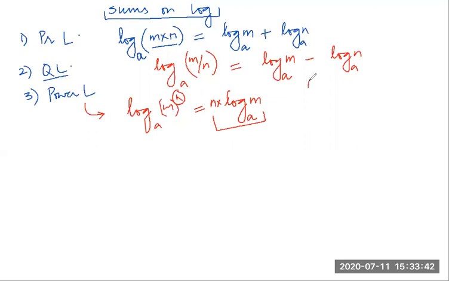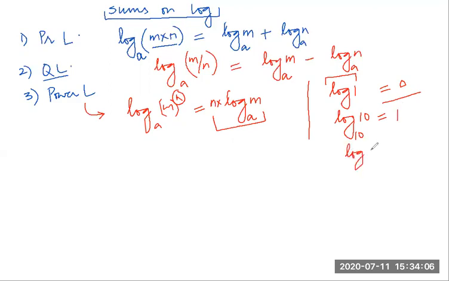Very right. Another thing we learned, students: log of 1 to any base is always 0. Then log of 10 to the base 10 is equal to 1. So what about log of 100? 100 can be expressed as 10 squared to the base 10. So 2 will come here, and log of 10 to the base 10 is 1. So this is equal to 2. We can use the power law to find this.